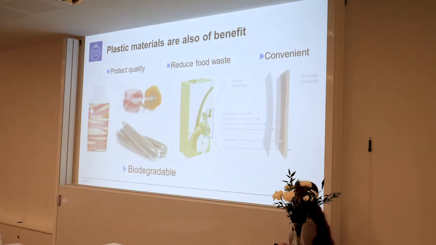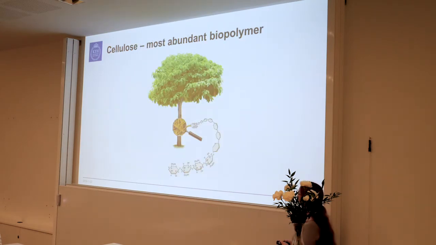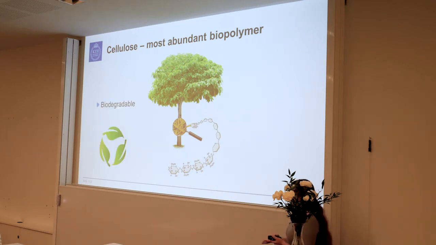But it would, of course, be nice to, when we can, exchange the currently used materials for biodegradable and renewable alternatives. Cellulose, as the most abundant biopolymer we have on Earth, is of course a very interesting and nice option. It is biodegradable and renewable.